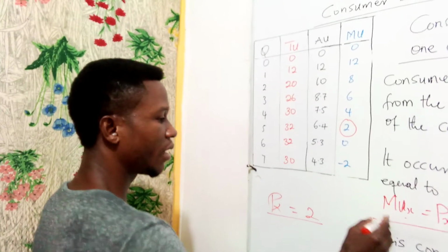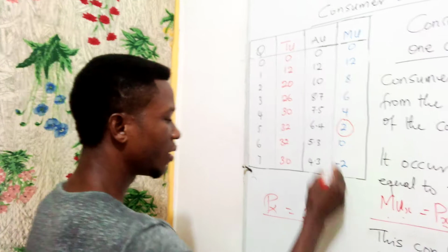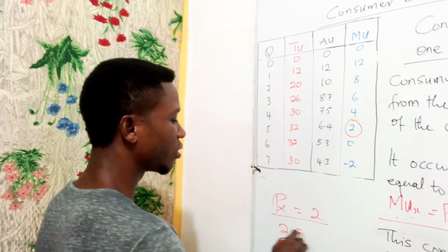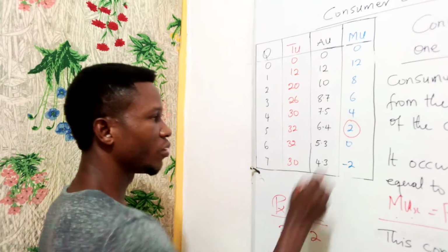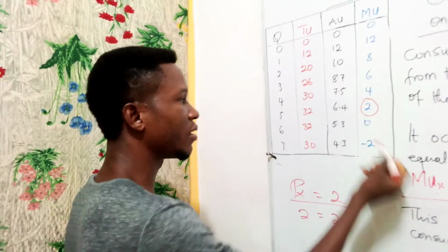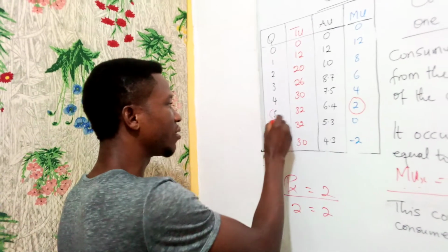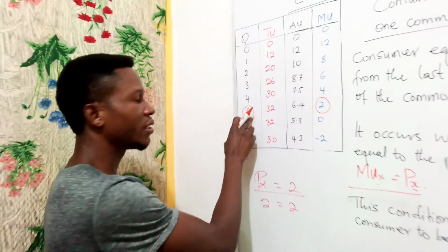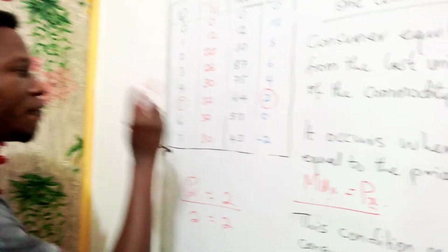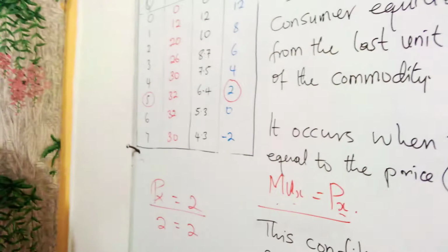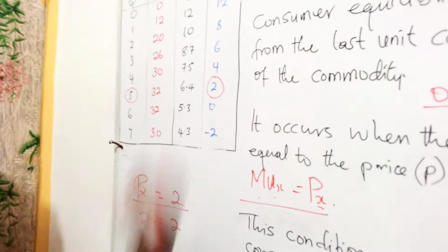So if MU must be equal to P, then it means that my marginal utility, which is 2, is equal to what? The price, which is also 2. So it means this is what? The equilibrium. And what is the quantity there? So we trace to the quantity. The quantity is 5. So the equilibrium quantity here is what? 5, or the consumer will buy 5 units in order to establish equilibrium.